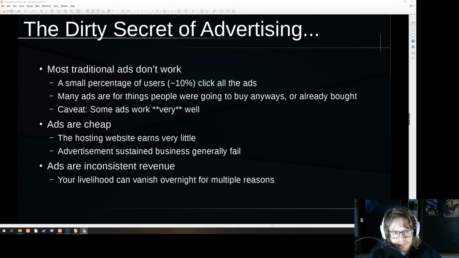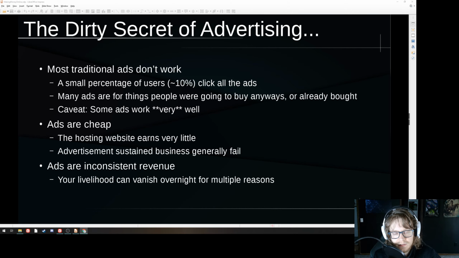And because ads are so not useful, they also end up being very cheap, especially to the person who is hosting them. When you host Google Ads, Google makes a pretty considerable amount of money because they make it up in volume. But the website that's actually hosting the ads, or if you're on YouTube, the partner that's allowing ads on their video, they make very, very little. Micro pennies a click sometimes. And that's why advertisement-sustained businesses generally tend to fail.